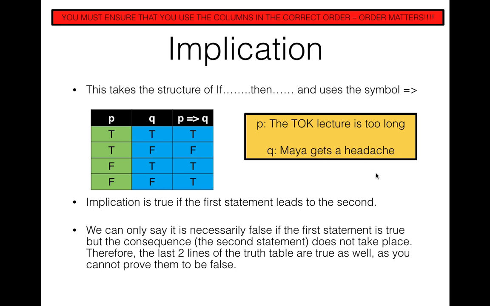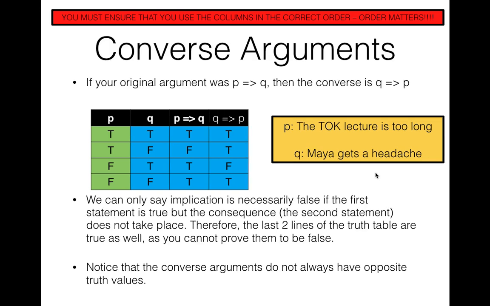So that's implication. Now, we can take implication, and don't forget as well, pause the video, draw down the truth table with the title implication, and give yourself a little explanation of what's going on before you move on to this next bit. Because we can take implication and we can turn it into a converse argument. So implication, we were dealing with P. If P, then Q. So the converse is if Q, then P.